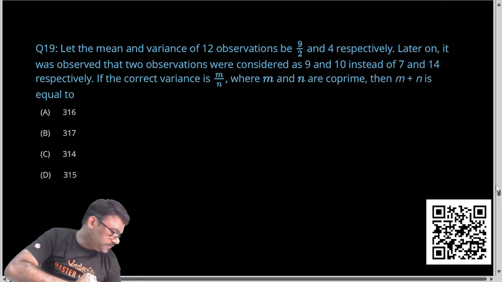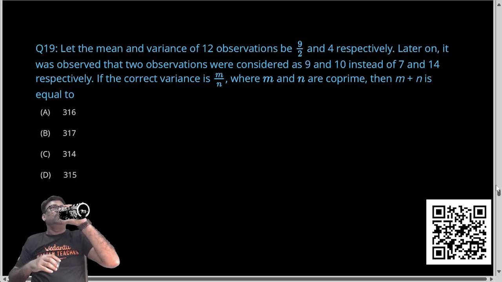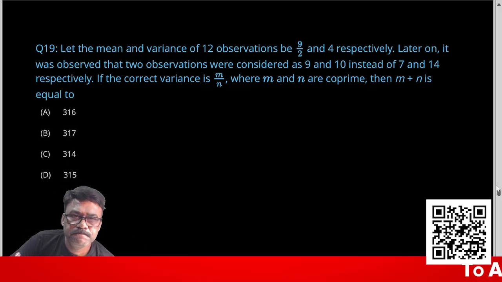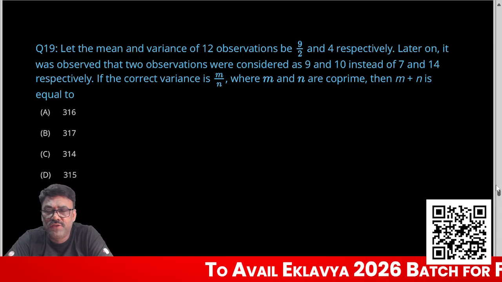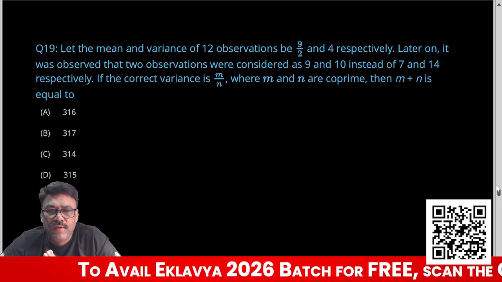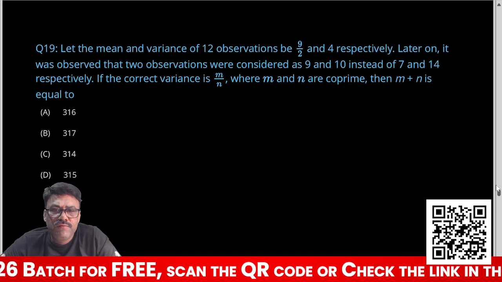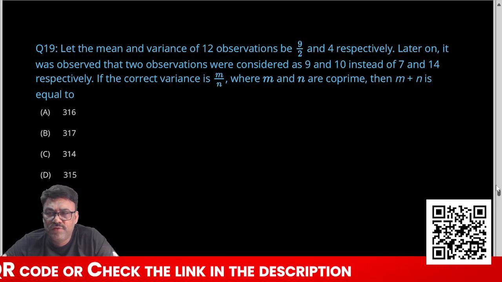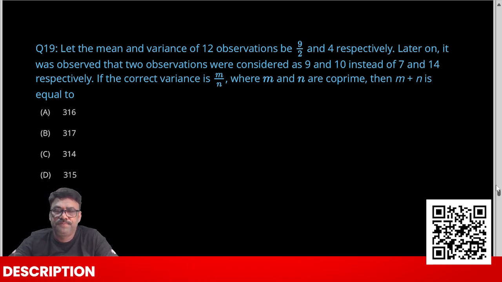See this question. The mean and variance of 12 observations are given as 9/2 and 4. Later on, it was observed that two observations were considered as 9 and 10 instead of 7 and 14. So the correct variance is m/n. You have to correct the variance.